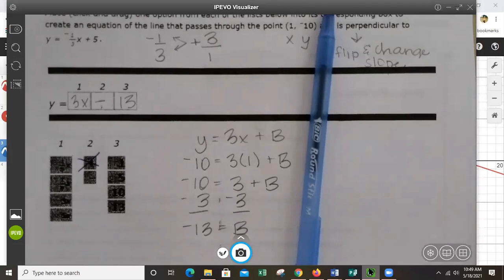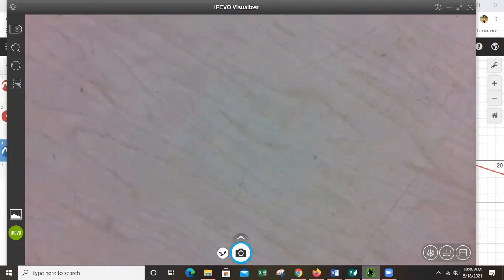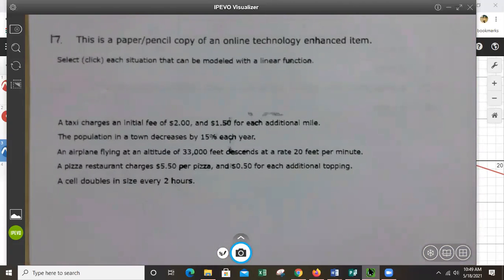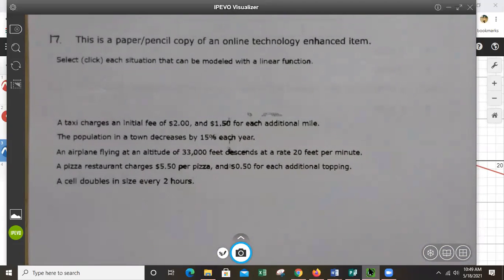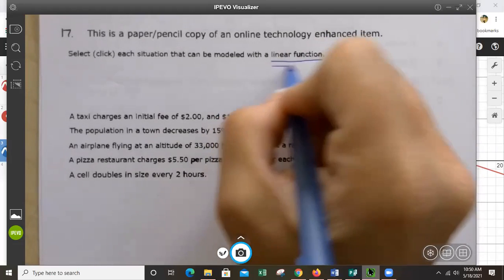So we'll jump back to 14. We did 15. Look at 17. All right, this is the paper pencil copy. It's online intent. So it just says click each one that works. So it means there could be multiple answers. So we want linear. What did we say linear was?